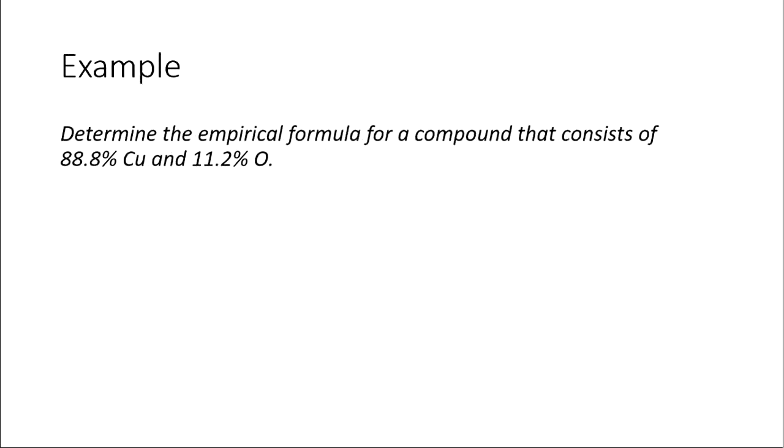Determine the empirical formula for a compound that consists of 88.8% copper and 11.2% oxygen. So the first step is percent to mass. All this really is because you have a total of 100%, you are simply starting with 88.8 grams of copper and 11.2 grams of oxygen. The second step is mass to mole.